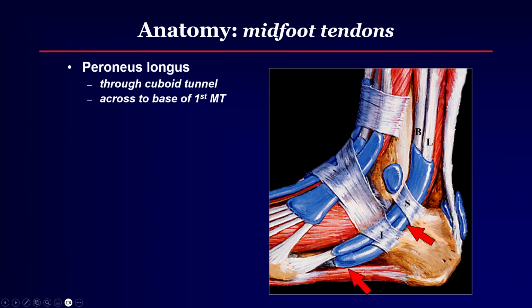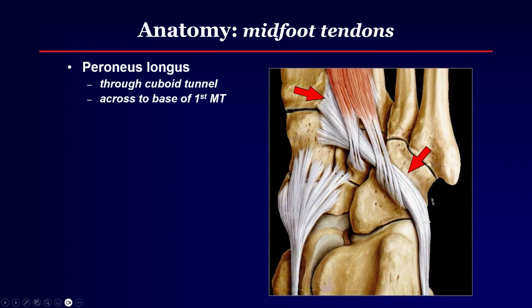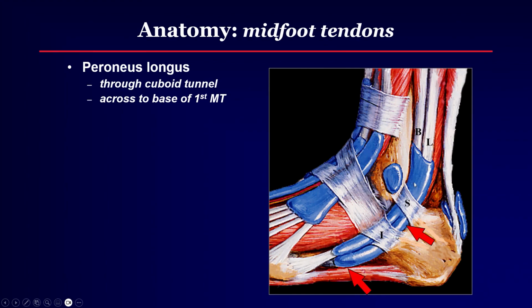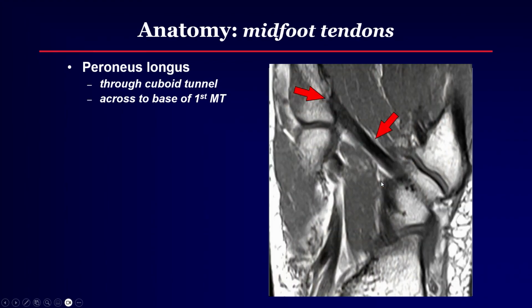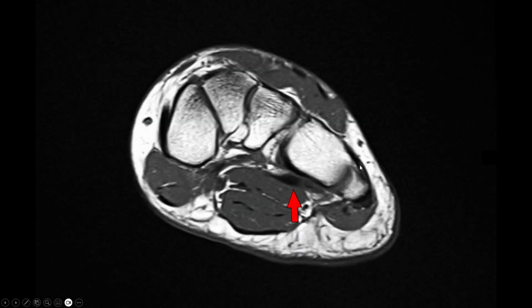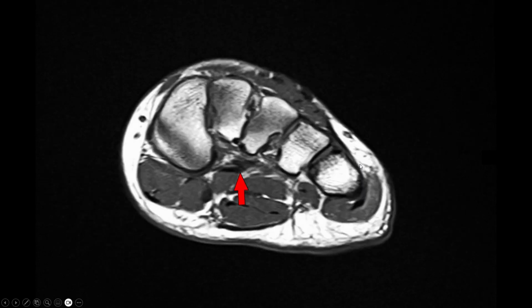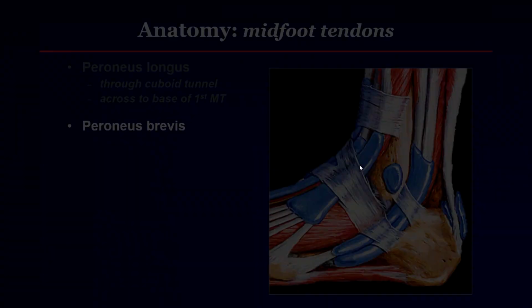The longus then shoots underneath the cuboid across the foot to the, it shows going to the cuneiform, but when I try to follow this, it almost always just goes to the metatarsal. Now, if we look at this, I just happen to catch a long axis view where you can see it coming through what I call the cuboid tunnel and then coming down to that base of the first. Coming across on the short axis, I can follow that all the way over to its attachment.